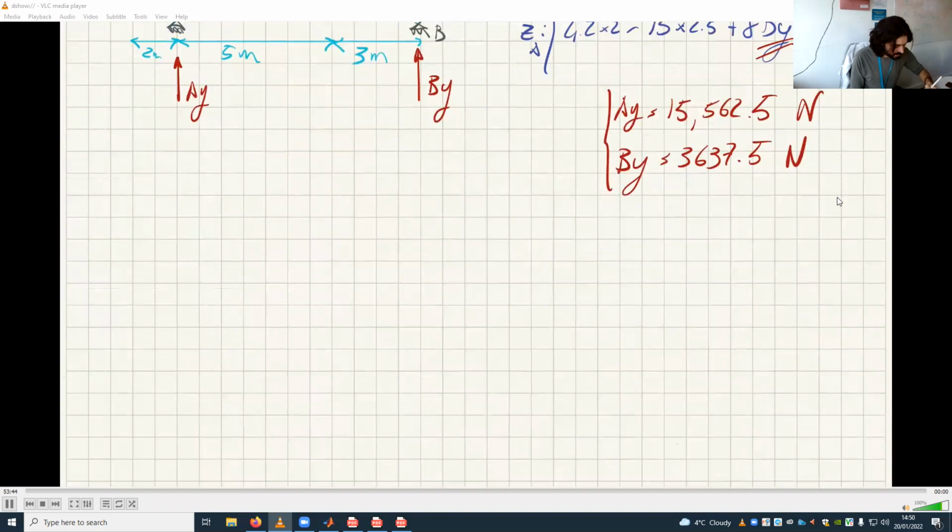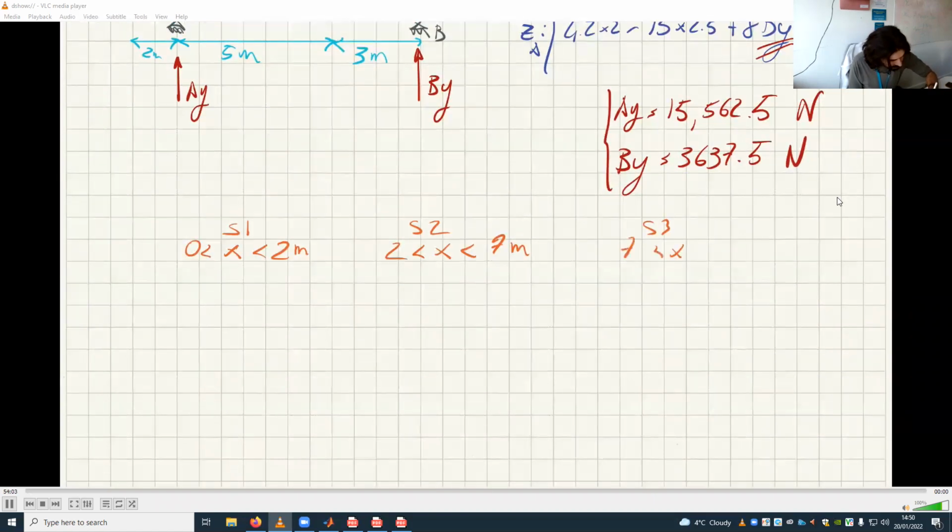So this one is segment 1, segment 2, segment 3. Segment 1 goes from 0 to 2 meters. Segment 2 goes from 2 to 7 meters. Segment 3 goes from 7 to 10 meters.